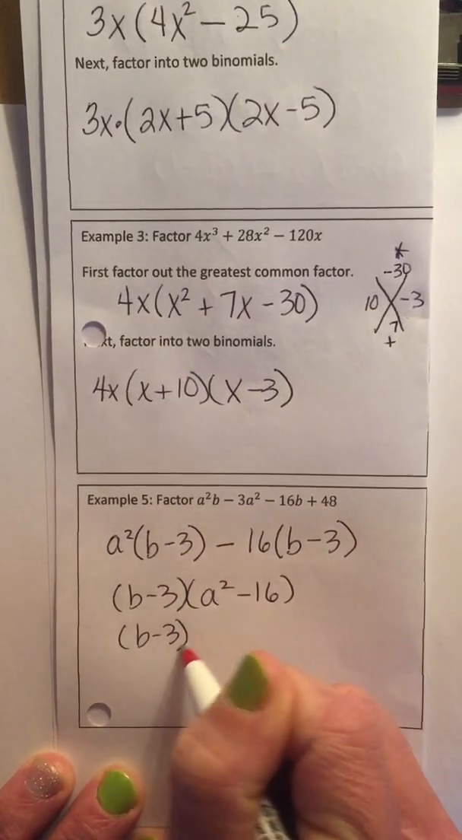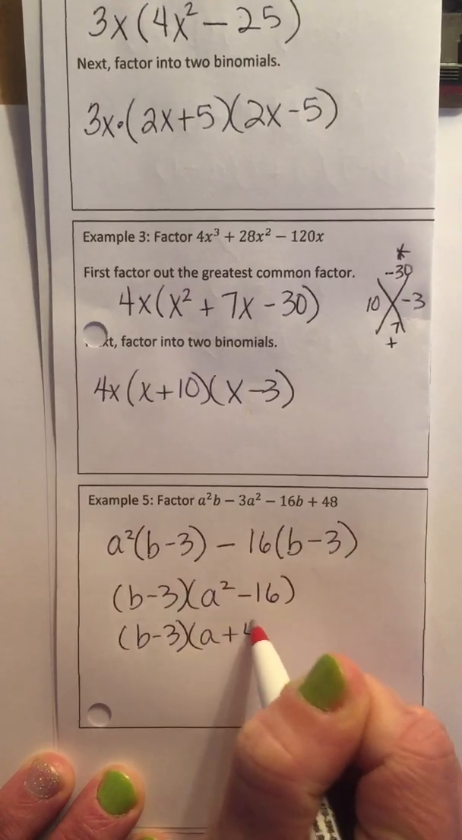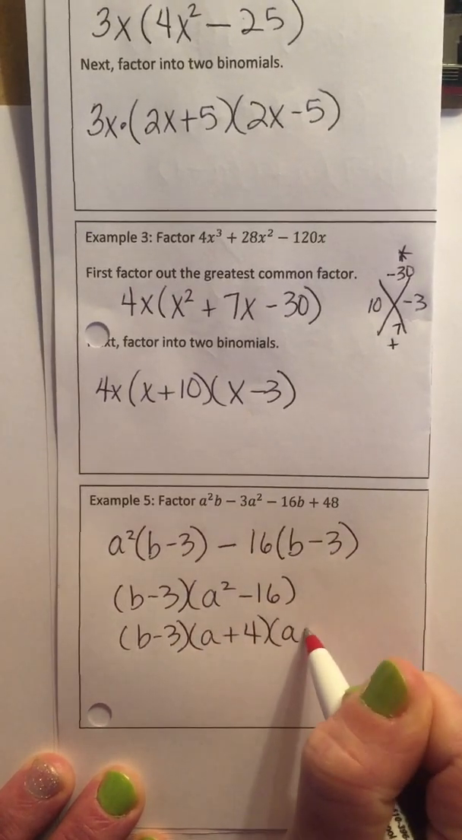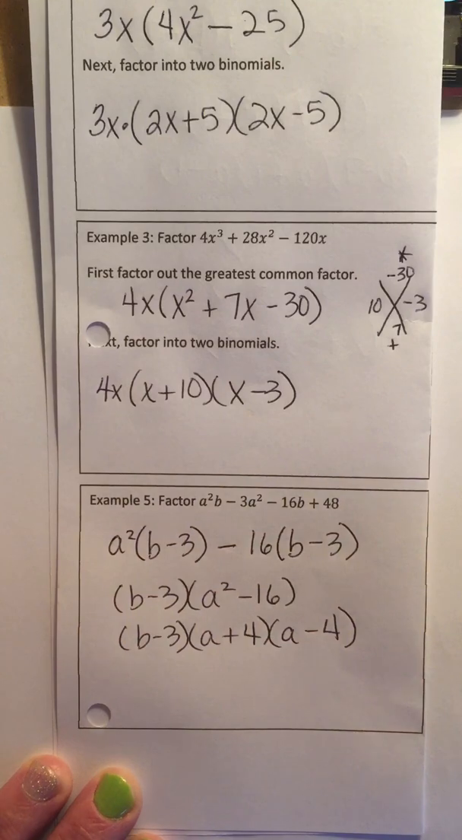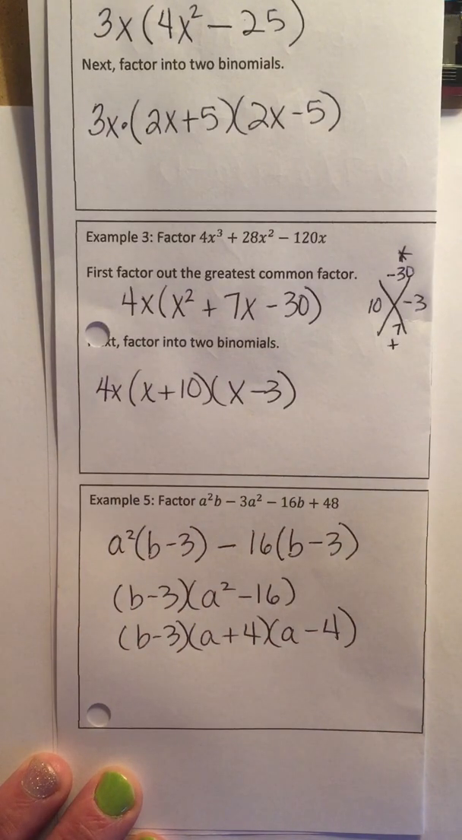b minus 3 times a plus 4 times a minus 4. That a squared minus 16 factors into a plus 4 times a minus 4.